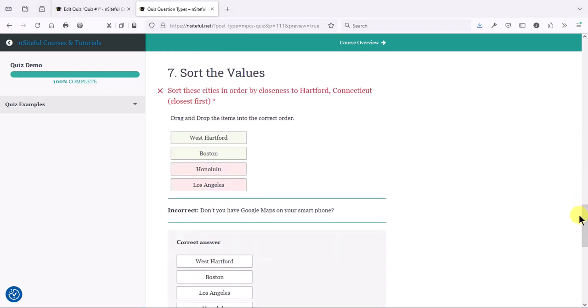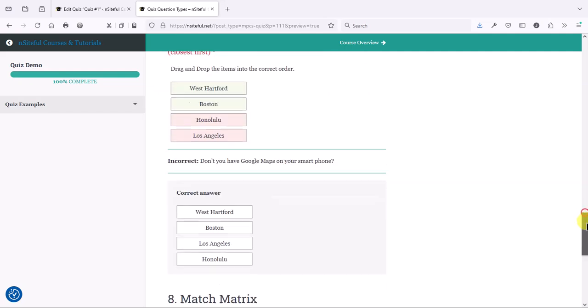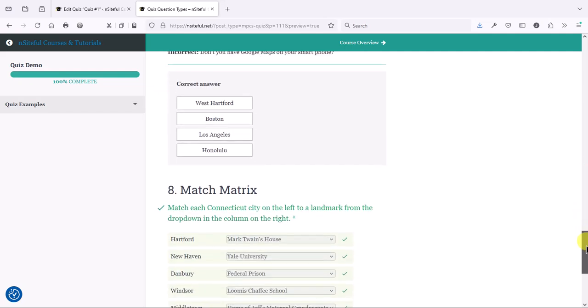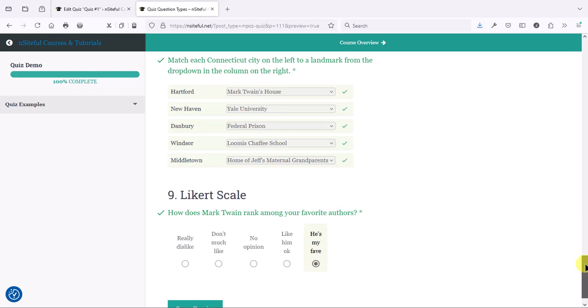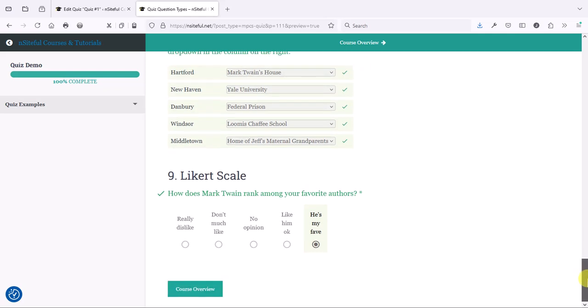Finally, number 7, sort the values. Yep, I got Hartford and Boston right, but I had Honolulu and Los Angeles wrong. Match matrix, look at that. Got everything right there. And finally, the Likert scale.